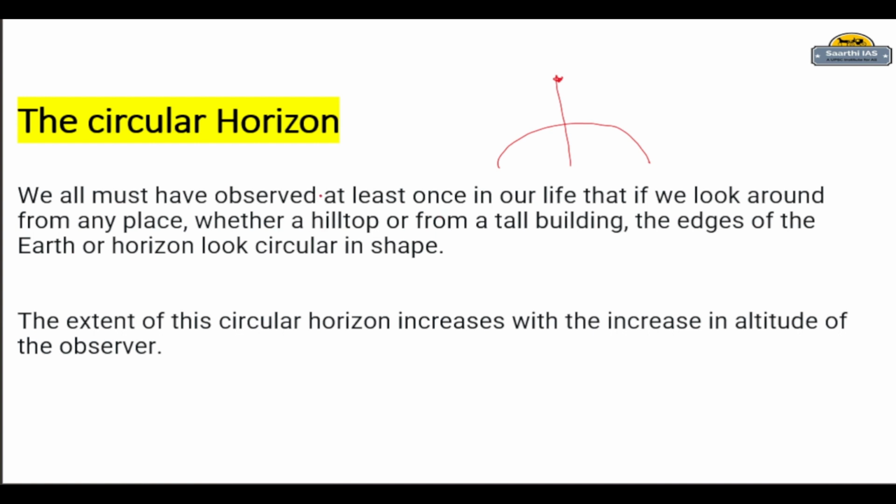We all must have observed at least once in our life that if we look around from any place, whether it is a hilltop or a tall building, the edge of the earth looks like a horizon that is circular in shape. The extent of the circular horizon increases with the increase in altitude.